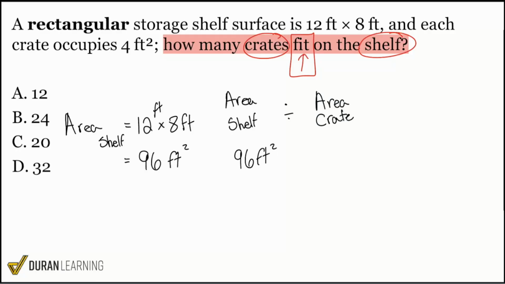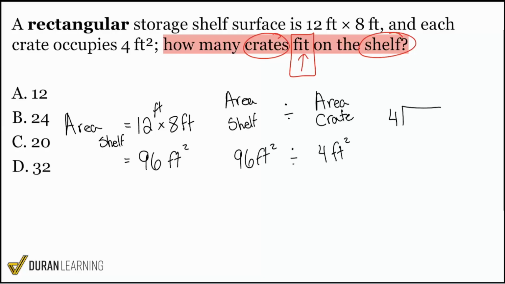And everybody help me out. What was the area given to us for the area of each crate? Yeah, that's going to be 4 square feet. So now that we have both of these values, we can now proceed to divide, and we can have ourselves a good day. So let's do some long division.